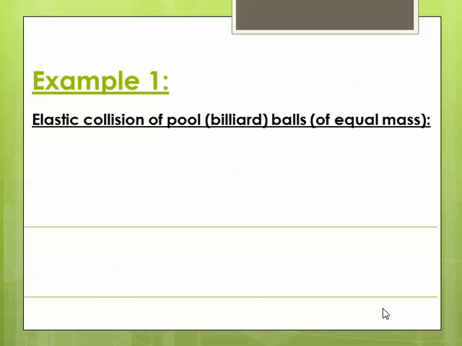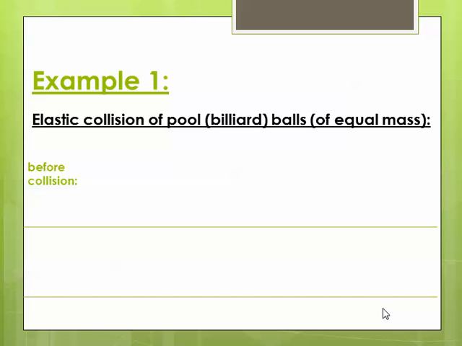Now let's have an example. Let's consider the elastic collision of pool balls of equal mass. Pool balls, this could be billiard balls. Pool and billiard is almost the same. Elastic means they hit each other and then they go apart again, so they do not stick together, they just hit and then they are separate again. By the way, if it is a perfect elastic collision, then we've got conservation of energy.